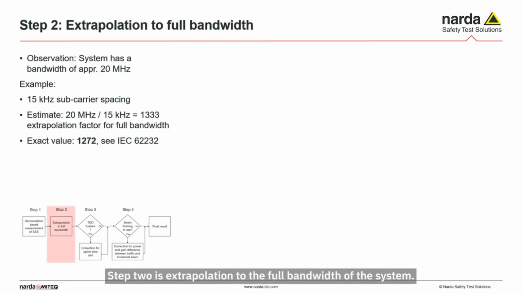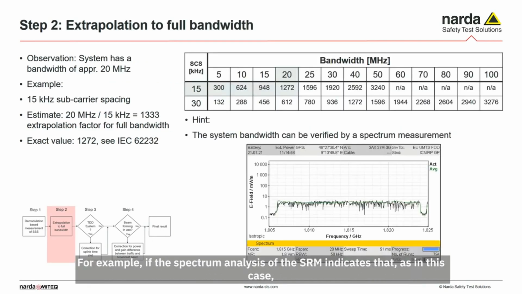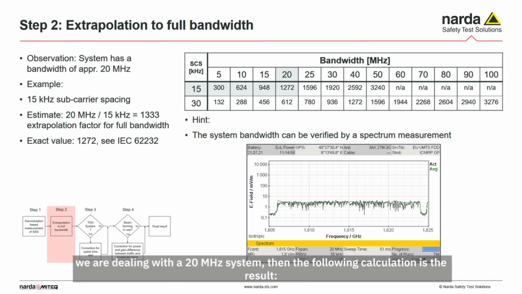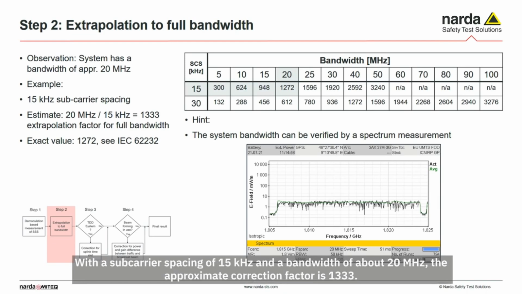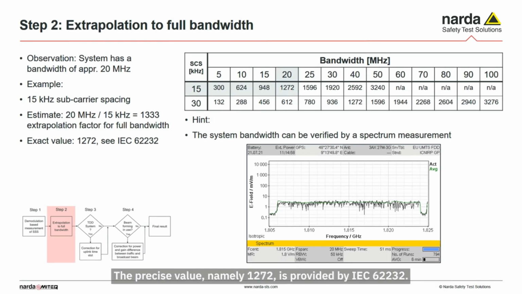Step 2 is the extrapolation to the full bandwidth of the system. For example, if the spectrum analysis of the SRM indicates that, in this case, we are dealing with a 20 MHz system, then the following calculation is the result. With a subcarrier spacing of 15 kHz and a bandwidth of about 20 MHz, the approximate correction factor is 1333. The precise value, namely 1272, is provided by IEC.